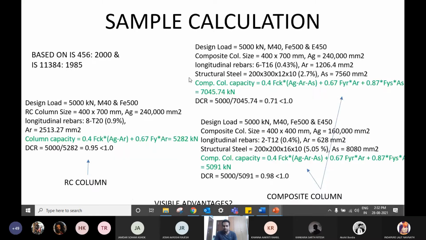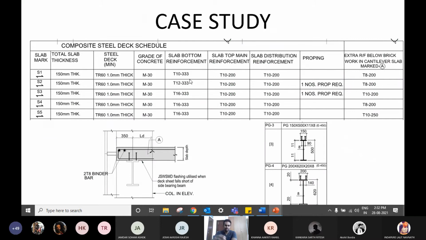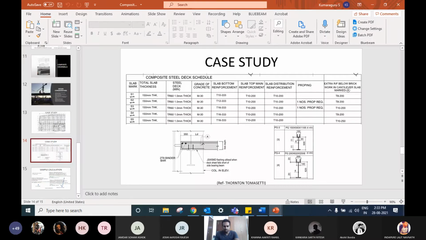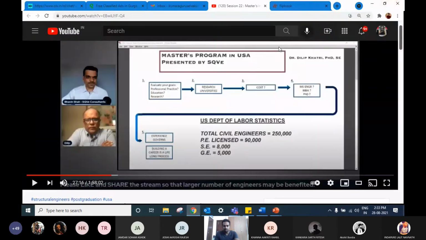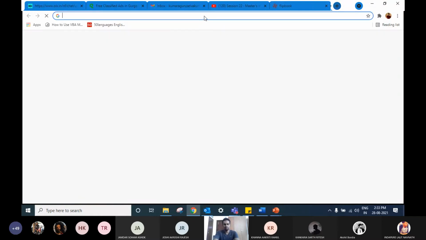Why this weird number 333? It is the center to center distance between your steel deck profile. I need to show you a clear steel deck profile because I did not have it here. Just a second. JSW steel deck.